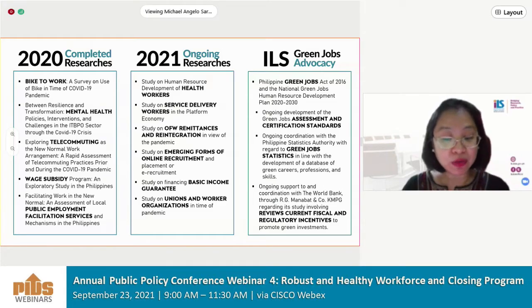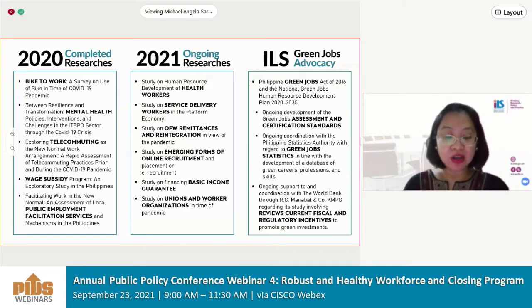Similarly, we are delighted to share with you that the ILS has advocated and continues to advocate the creation and sustaining of green jobs. Currently, there is ongoing coordination with the Climate Change Commission as they develop the Green Jobs Assessment and Certification Standards to avail of tax incentives under the Green Jobs Law, and with the Philippine Statistics Authority on the development of green job statistics, because right now we don't have an operational definition of green jobs.